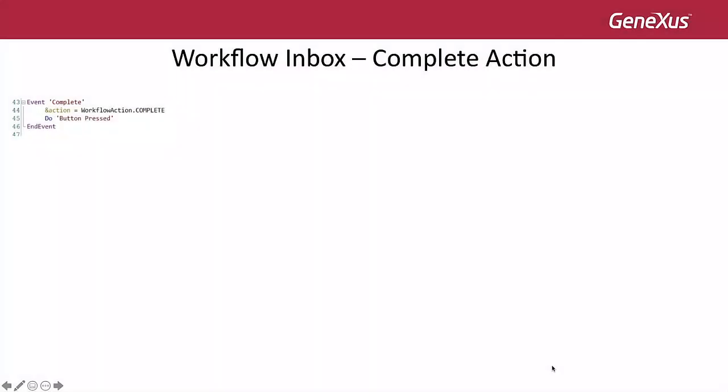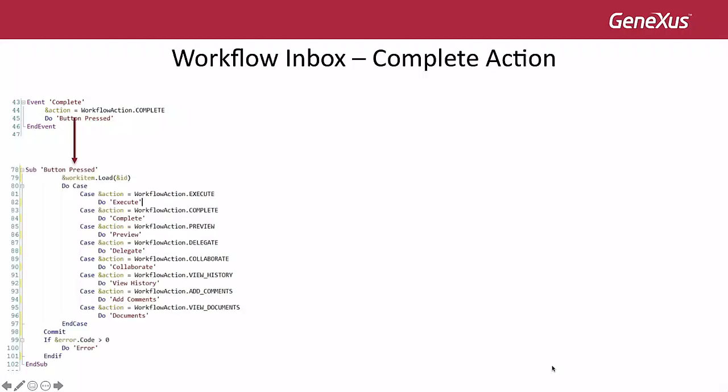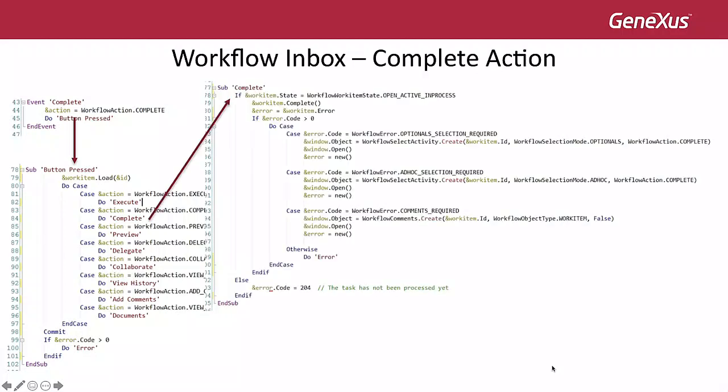When the user selects a work item from the grid and clicks the complete button, it will execute the event complete. Here, we will use the workflow action domain with the value complete and assign it to the variable action. After that, it will execute the subroutine button press. In that subroutine, as well as in the execute action, it will load the selected work item ID into the work item variable, which is of the workflow work item data type. After that, it will execute the routine complete.